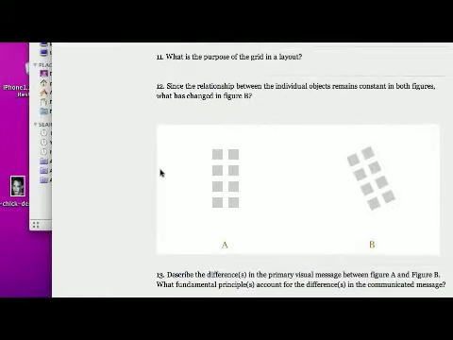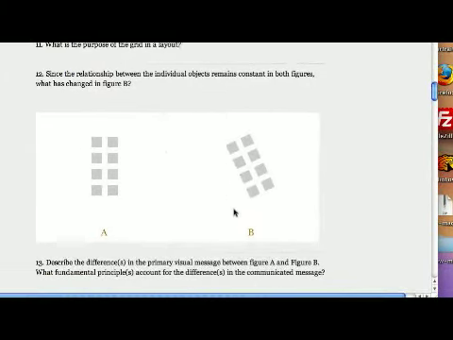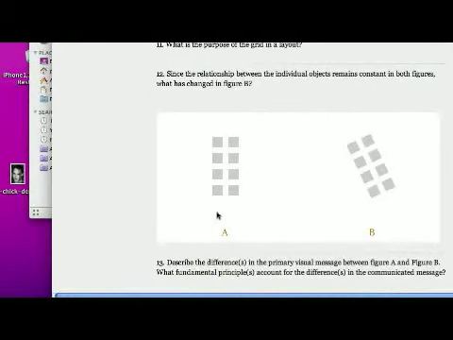Alright, number 12, since the relationship between the individual objects remain constant in both figures, what has changed in figure B? Well, of course, they tilted it, and being on that vertical axis makes it seem like it has movement and more energy than A.